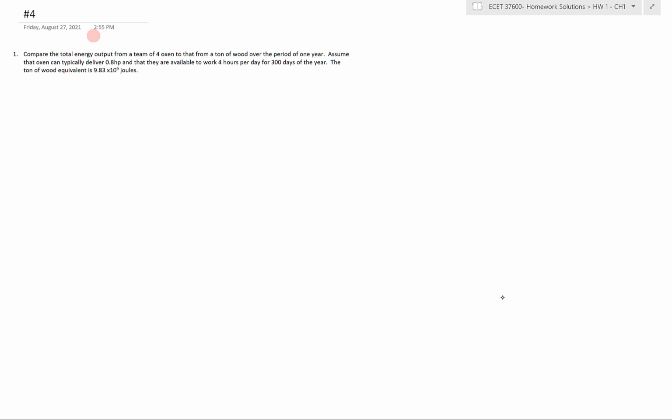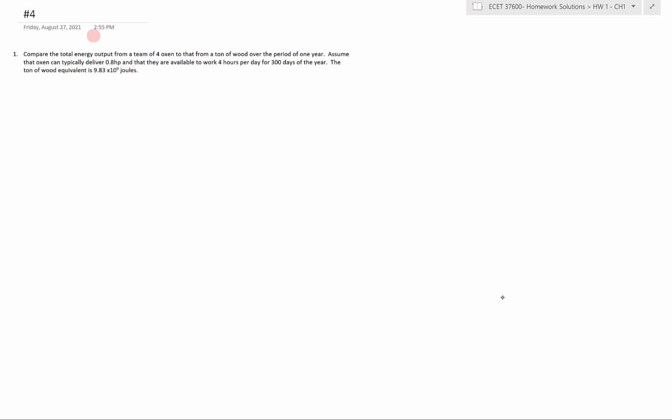So we're asked to compare two energy sources. One is the total energy that oxen can deliver over a work year. They're not available for that full year, so we need to calculate it for just the time that they're able to work. And then of course there's energy stored in the chemical bonds inside of the wood, and we want to calculate how much is there.